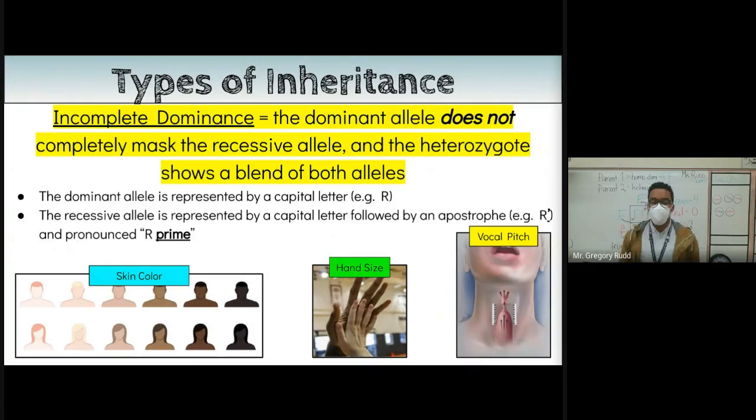Here's a new one that we're discussing today. Incomplete dominance. In this type of inheritance, the dominant allele does not completely mask the recessive allele. So the heterozygote shows a blend of both.